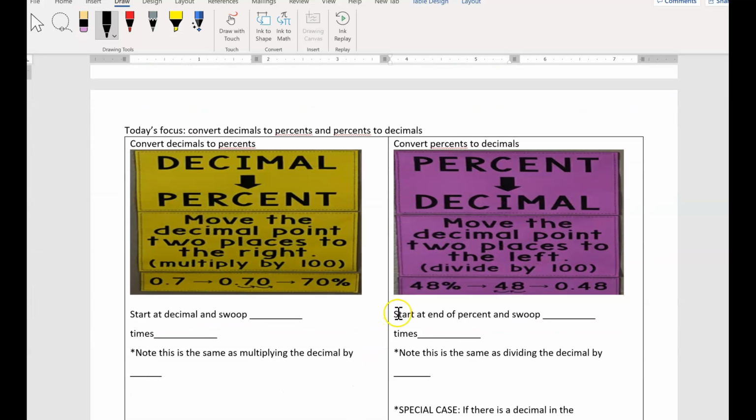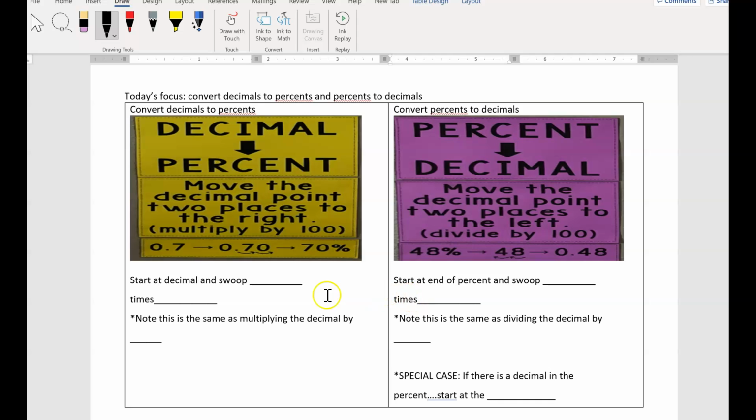So, as we flip over to the back side, it's important that we're just going to focus on 2 conversions today. Decimals to percents, and percents to decimals. So this is very, very simple. To convert a decimal to percent, we're going to move the decimal point 2 places to the right, aka multiply by 100. So 0.7 is the same thing as 0.70 or 70%. You'll notice if you move 2 places and there's an empty space, a 0 gets added. So to recap, we start at the decimal, swoop 2 times to the right. It's the same thing as multiplying the decimal by 100.